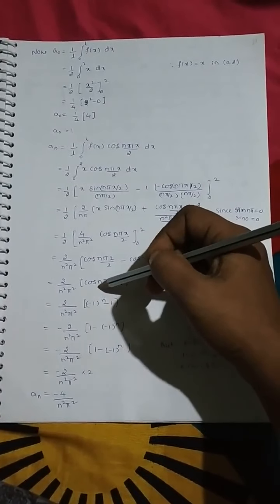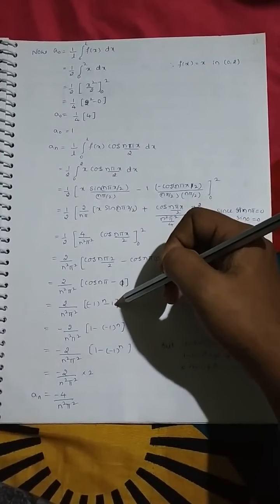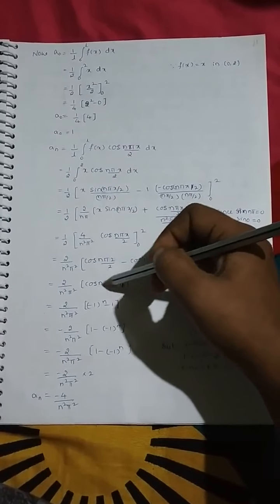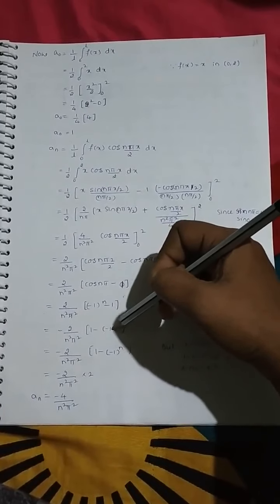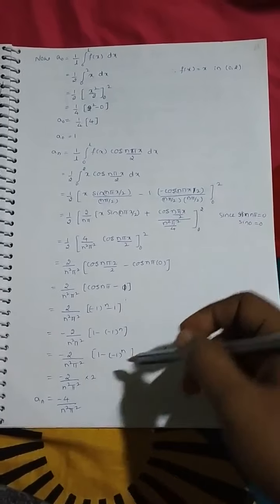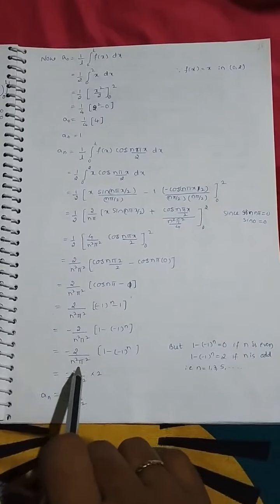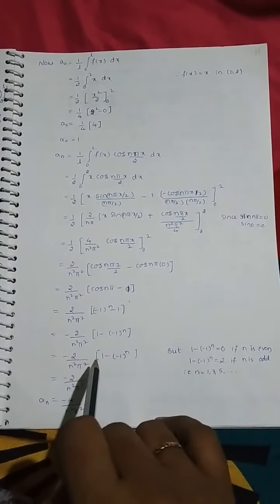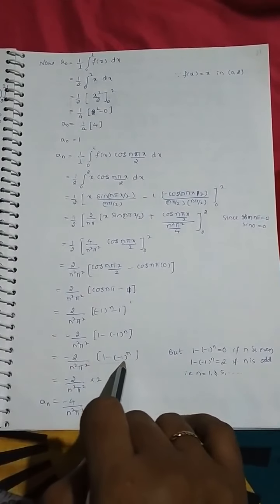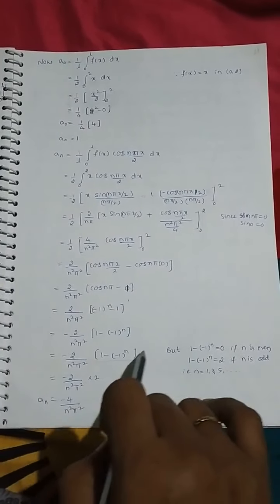Minus 1 raised to n means cos n pi is minus 1 raised to n minus 1. Next taking minus common from here, minus 2 upon n square pi square into bracket 1 minus of minus 1 raised to n. Next minus 2, here I am substituting 1 minus of minus 1 raised to n value as 2.